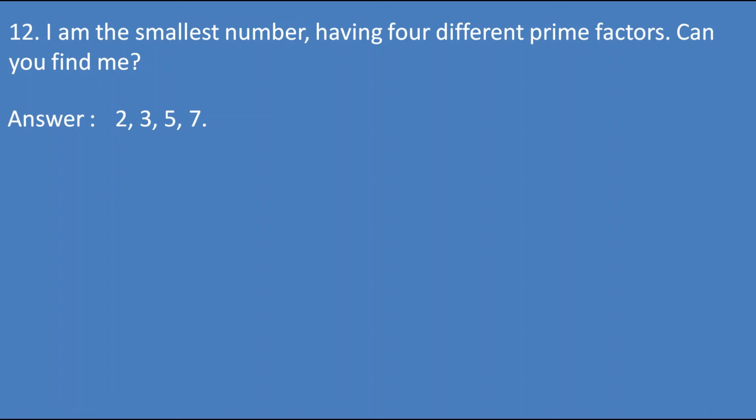So 2 into 3 into 5 into 7. When we multiply them, we get the answer as 210. Therefore, the number is 210.